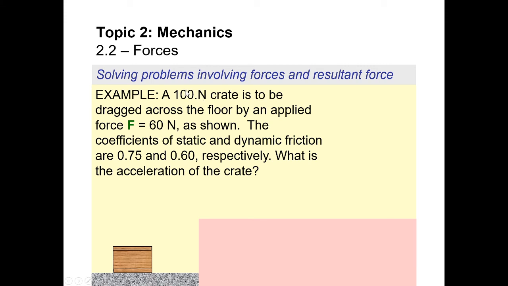A 100 Newton crate is to be dragged across the floor by an applied force of 60 newtons as shown. The coefficients of static and dynamic friction are 0.75 and 0.60 respectively. What is the acceleration of the crate? Okay, so the force is being applied at 30 degrees above the horizontal. So take a moment, copy that into your notebooks. Well, I'm going to do the same. Hopefully you have the slides in front of you, so you have the question in front of you, but let's go ahead and solve this. What is the acceleration?